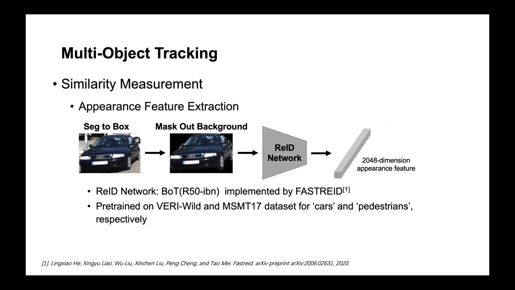Next, we introduce our proposed method for MOT. We focus on associating instances with the existing tracklists according to their similarity. To realize robust association, we propose to measure the similarity using a combination of the appearance feature and motion feature. First, the instance masks are used to crop the images and mask out the background pixels in the bounding box. Then, we employ two ReID models using the state-of-the-art ReID framework to extract appearance features for cars and pedestrians respectively.